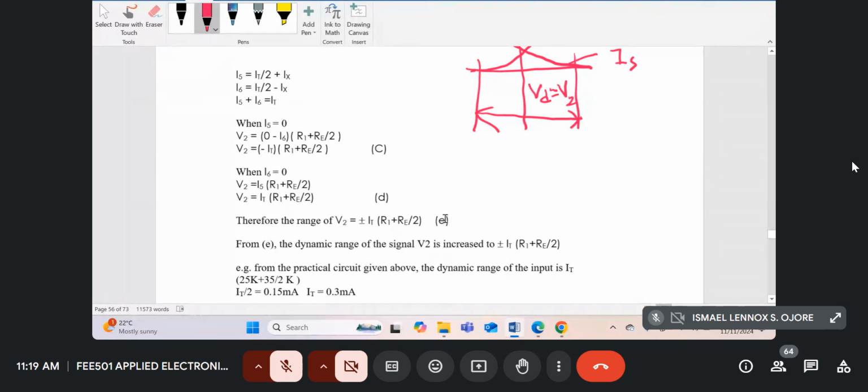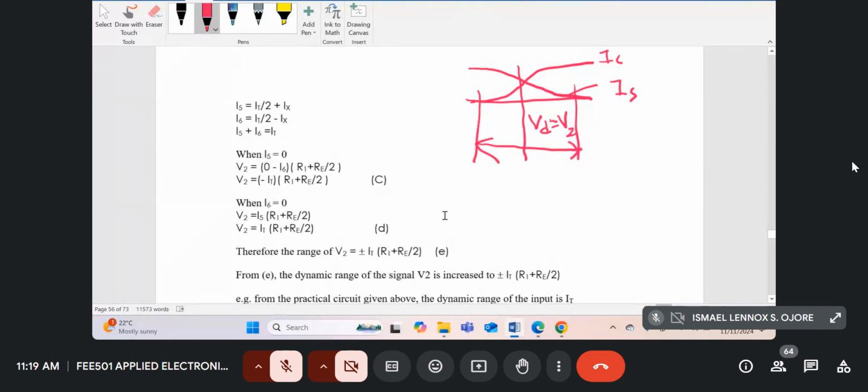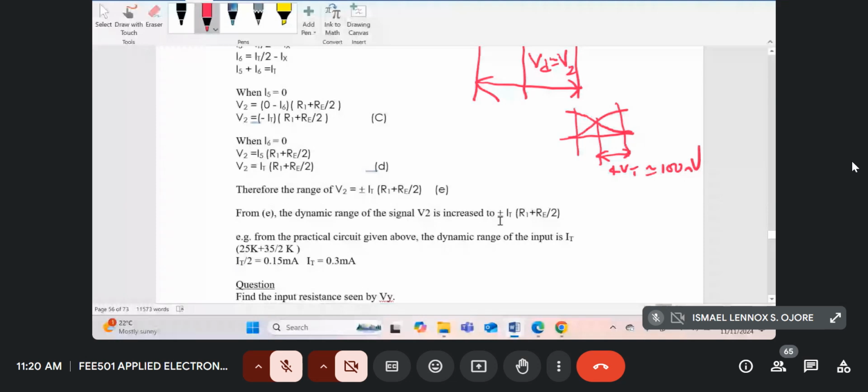So this is the maximum magnitude of the signal V2, which is much, much greater than that if there's no emitter degeneration resistance. Okay, for the case whereby the resistance at the emitter is 0 for the differential amplifier, if you draw those curves, we found that from here to here is 4 VT, which is approximately 100 millivolts. But now in this case, V2 can take a value approximately plus minus IT into R1 plus RE divided by 2.